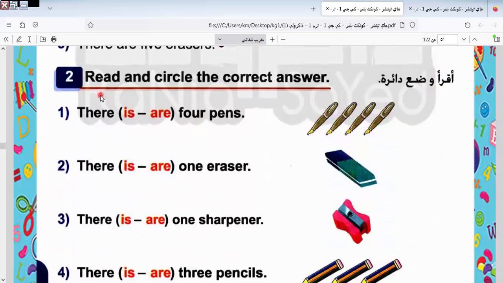Here we have, as we explained in the last page, we say if we have s, we put what? We put are. Like this. There is 1 eraser, singular or plural? Singular. So I select is. 1 sharpener, it will be is. Why is? Because there is one, not more than 1. 3 pencils, so it will be there are. Let's go to another one here. To another question here.